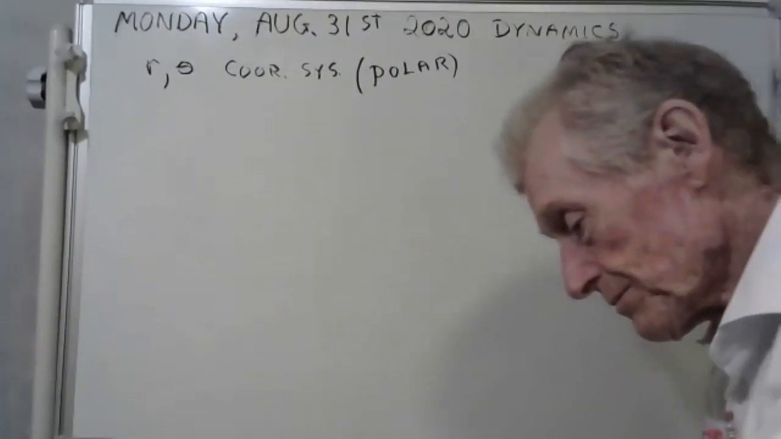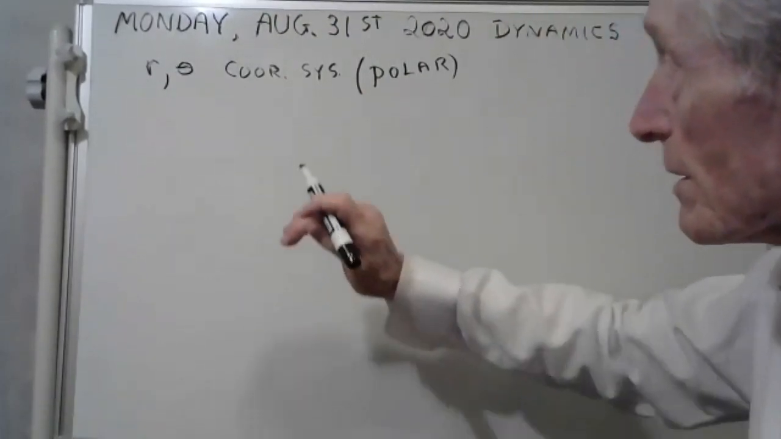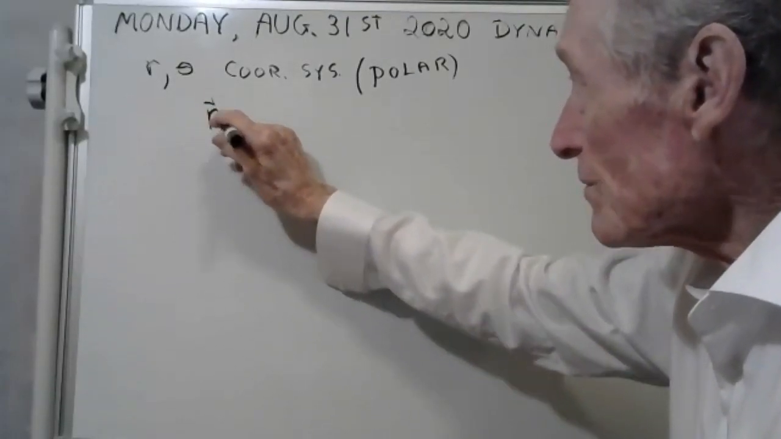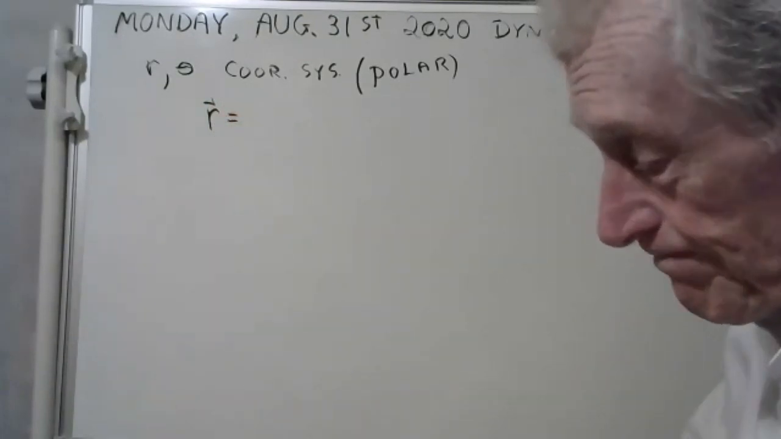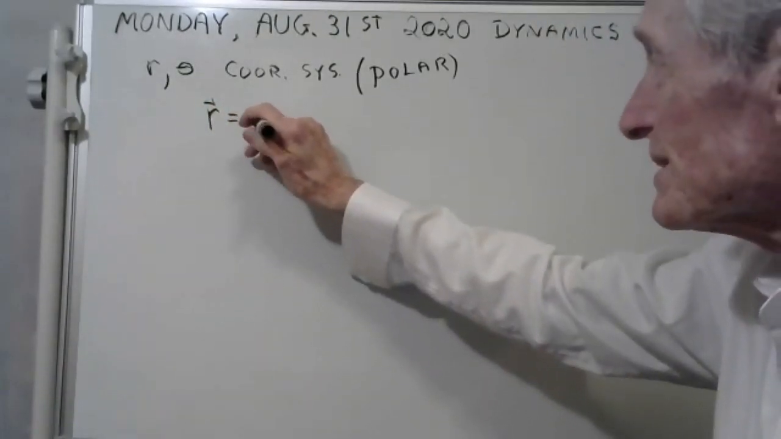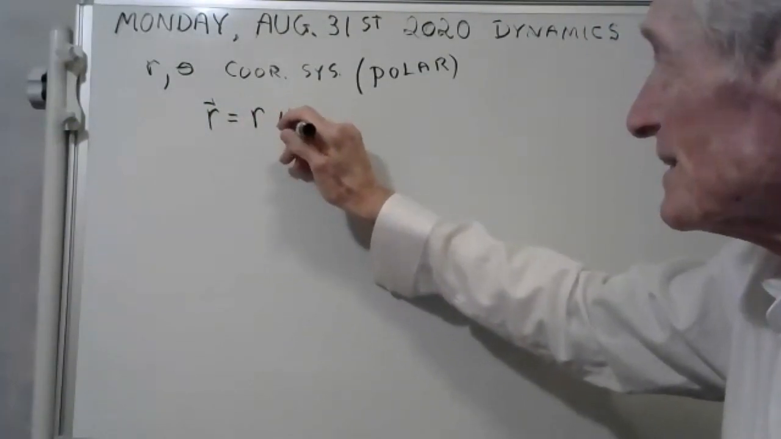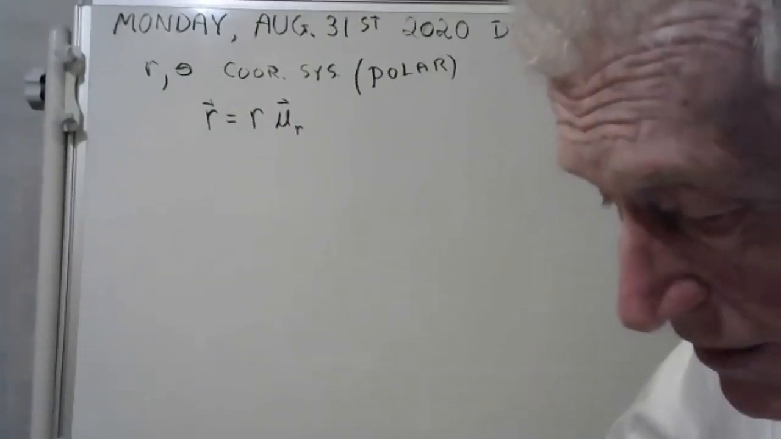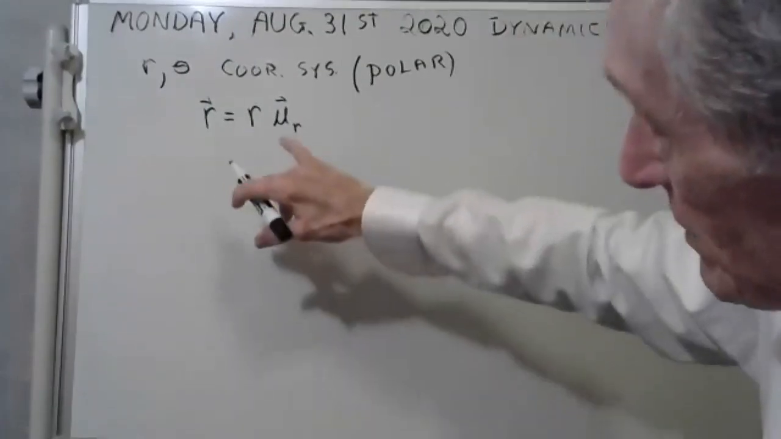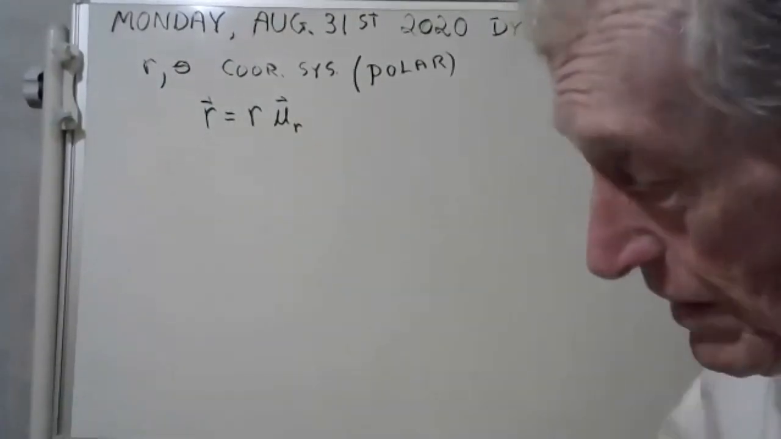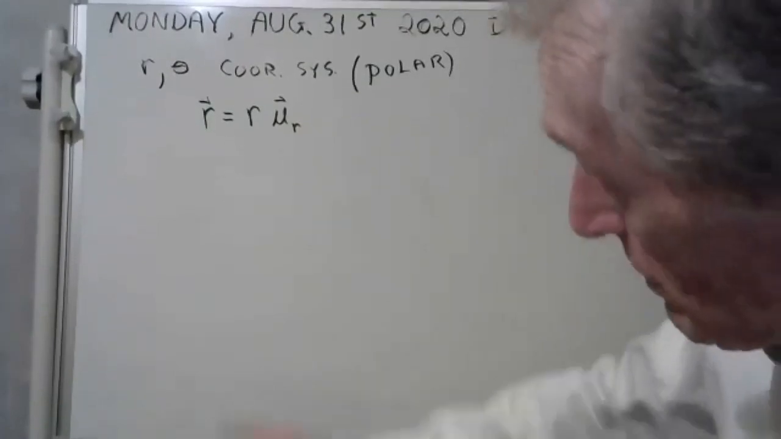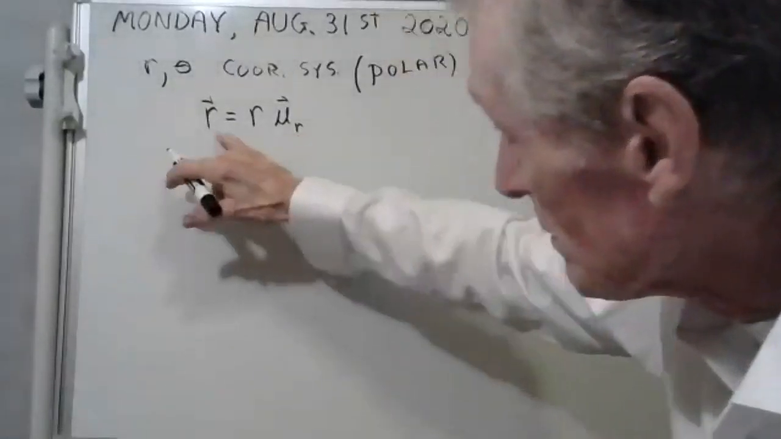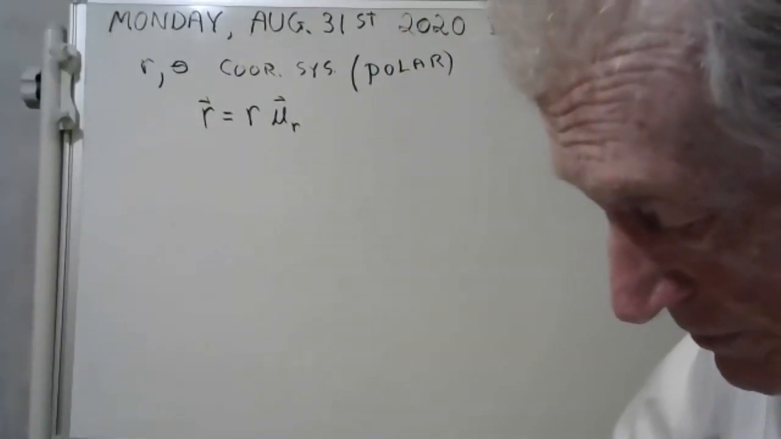Okay, well, let's write the equations now. Now for the position vector, it's equal to its magnitude times its direction. And the direction of the position vector, or I mean the unit vector, the radial unit vector is in the same direction as the position vector.